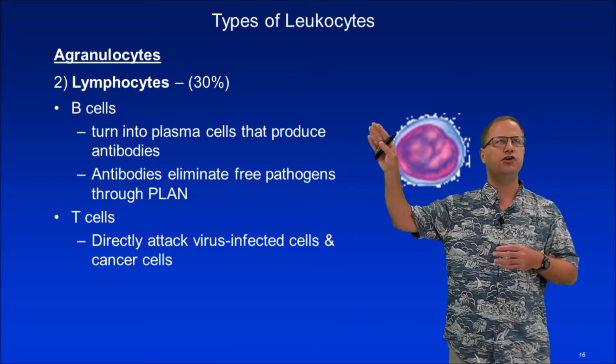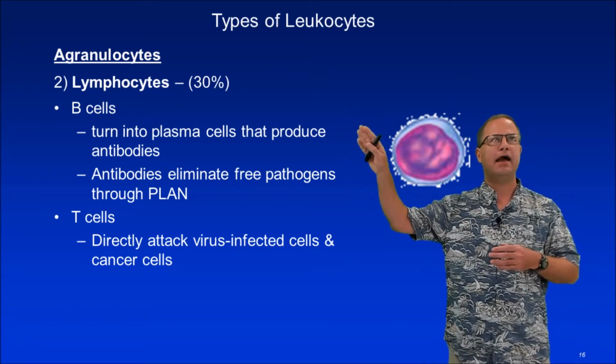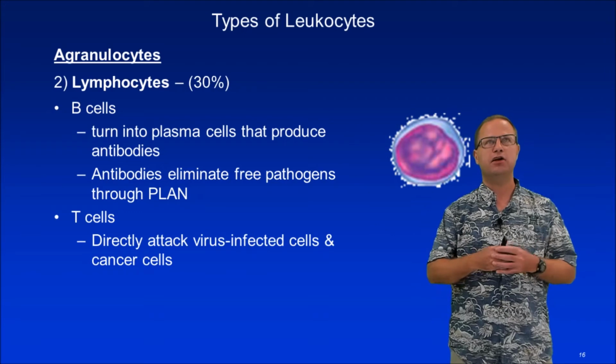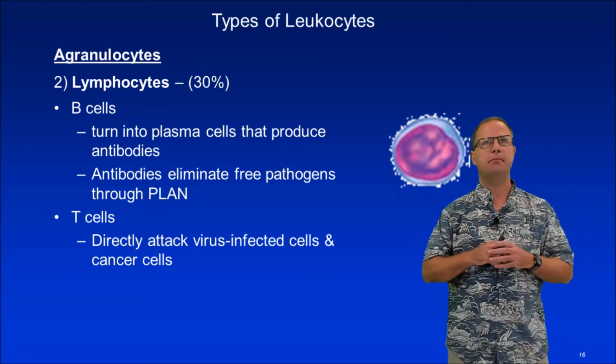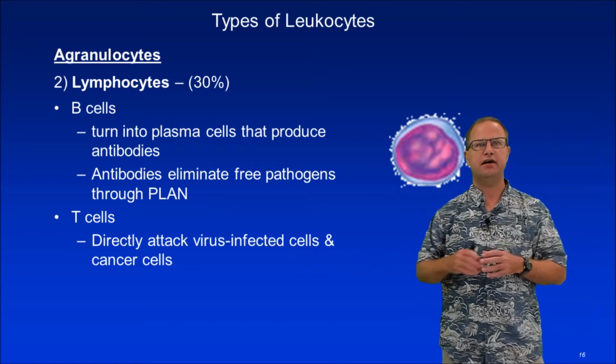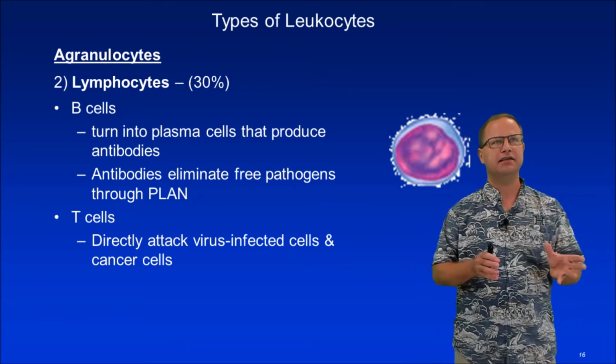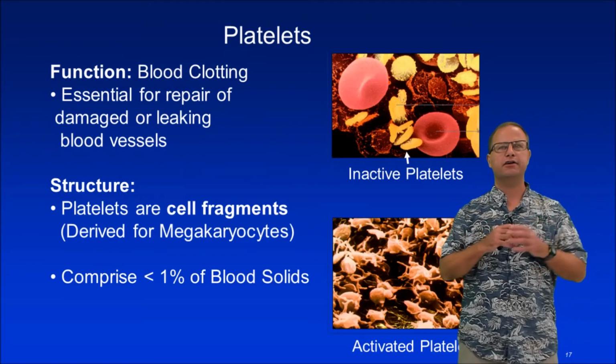Now, B cells don't directly attack a pathogen. Instead, they secrete something called antibodies or immunoglobulins, which then might attack a particular pathogen, whereas T cells directly attack infected body cells. All right, our next blood component are platelets.